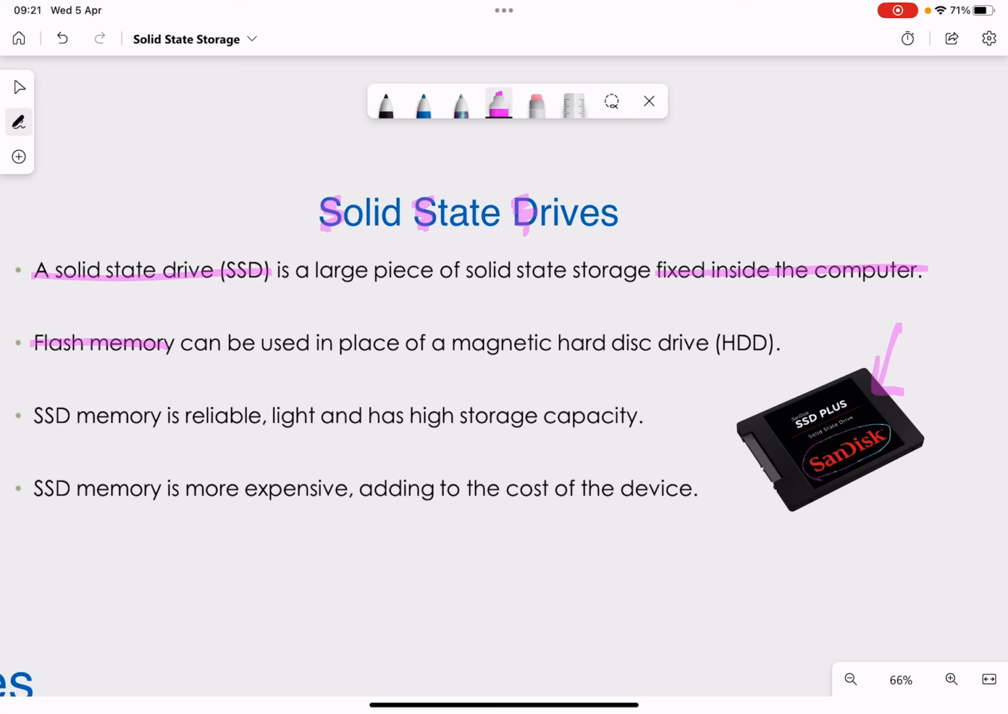Now, flash memory is used instead of the hard disk drive, the magnetic disk drive. If you can't remember a magnetic disk drive, you can watch the magnetic disk drive video. But normally it's replaced. Some machines might have a solid state and a magnetic, but it's not very common. So normally your magnetic drive will be replaced by flash memory. Now, solid state is reliable. It's a lot lighter than magnetic, and it has a high storage capacity. All good things for a machine. The thing is with it though, it's more expensive, which will make your computer cost more.